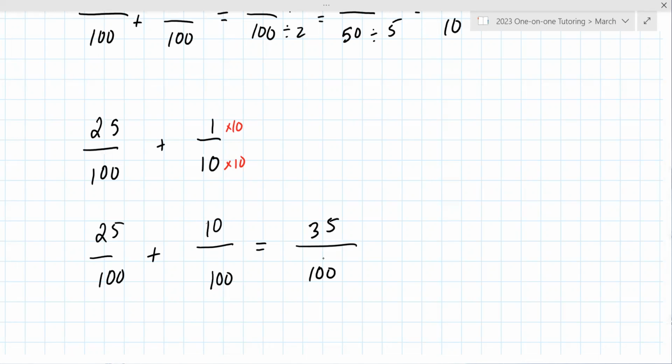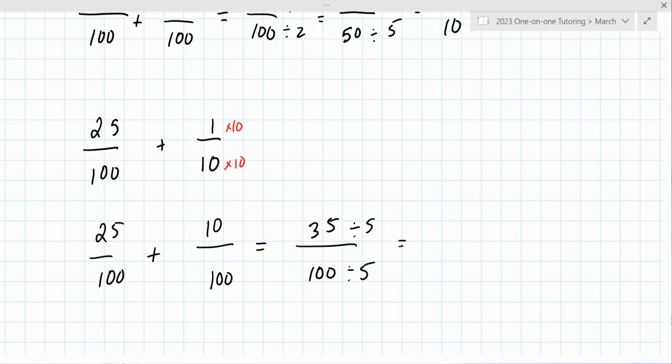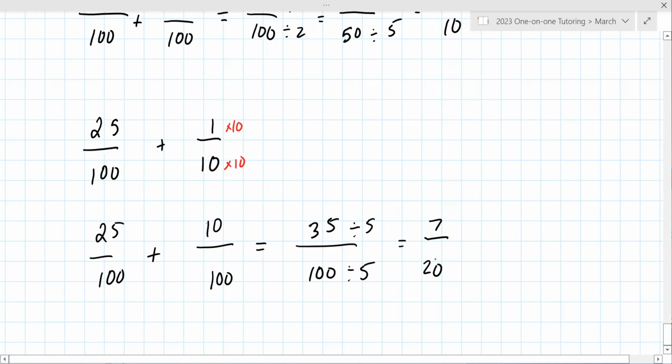All right, now can you reduce this fraction, Michael? Is there a number that goes into both 35 and 100? Okay, how about let's try 5 here. What's 35 divided by 5? 7 over 20. Good. Any questions on that, Michael?